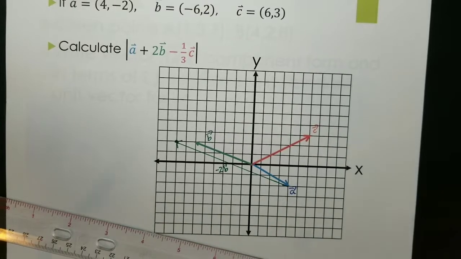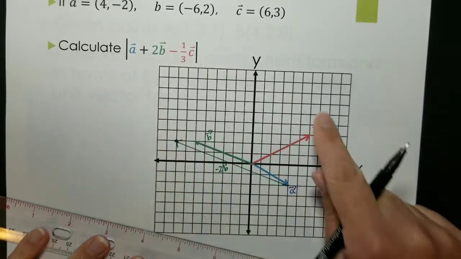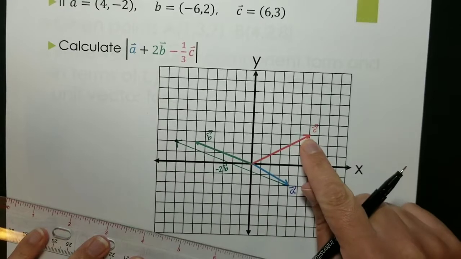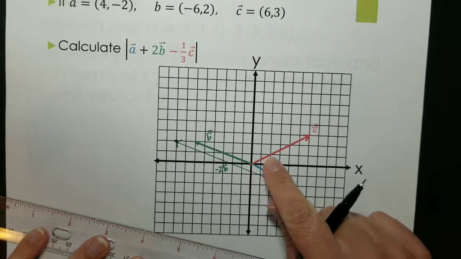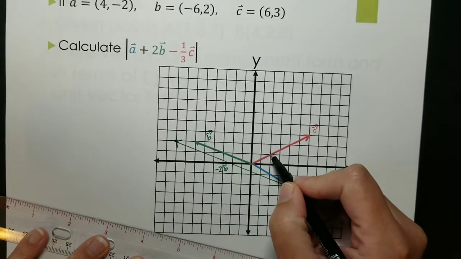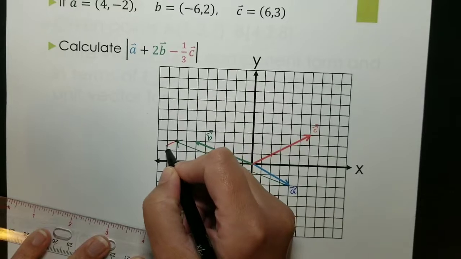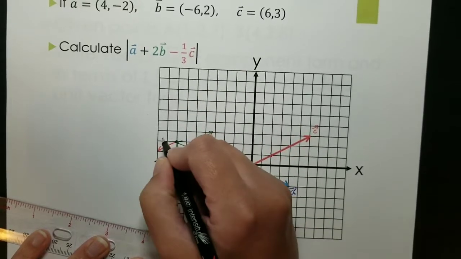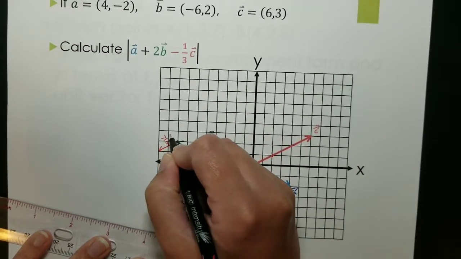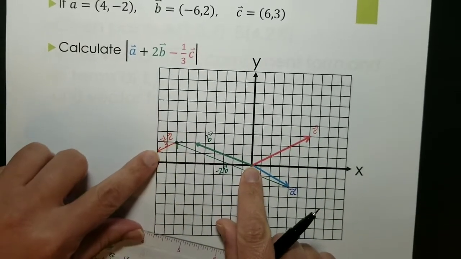Okay. The next thing I want to do is add on 1/3 of c. Sorry, pardon me, -1/3 of c. So this is vector c. I want a vector 1/3 the size going in the opposite direction. So 1/3 the size would be that big and going in the opposite direction. So I'm going to add that in there. So that's -1/3 c. So this vector here to here is my resultant.